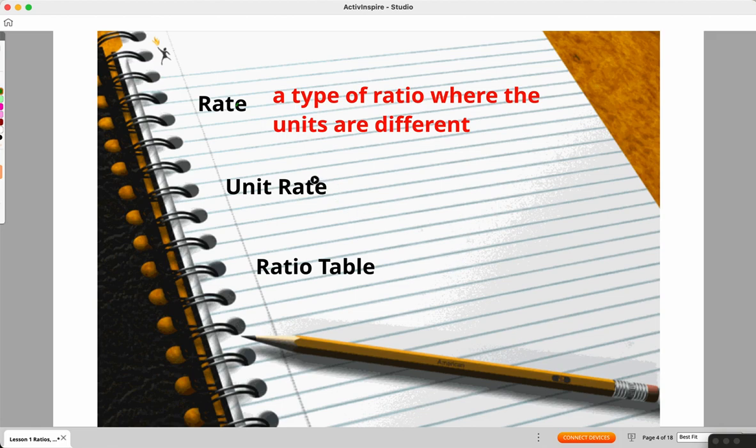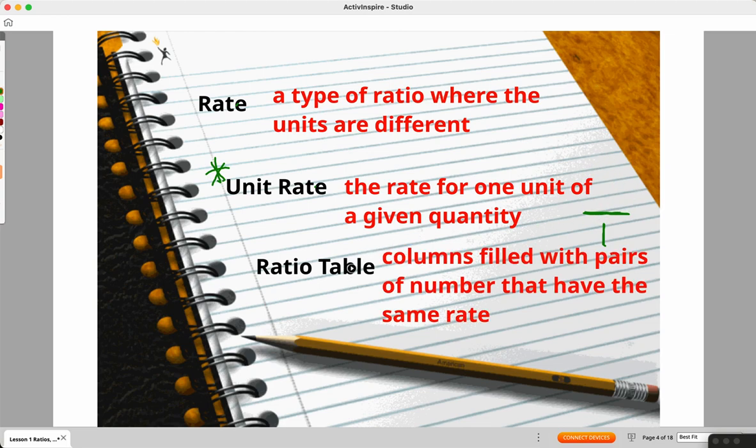The biggest difference. A unit rate is our next piece, and this is probably the most useful thing we're going to get out of this class. A unit rate is the rate for 1 unit of a given quantity. So the key to that is really whatever it is over 1. Simplifying the ratio to over 1. Okay, and a ratio table is pretty simple.